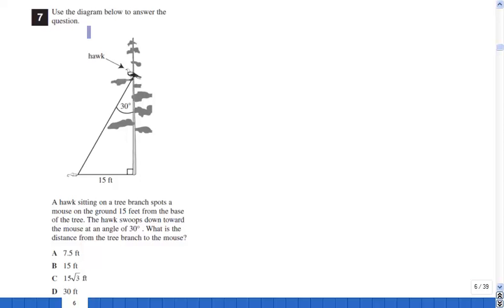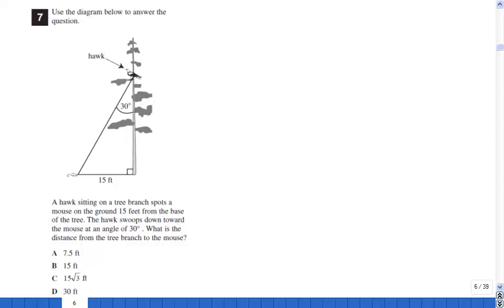Use the diagram below to answer the question. A hawk sitting on a tree branch spots a mouse on the ground 15 feet from the base of the tree. The hawk swoops down toward the mouse at an angle of 30 degrees. What is the distance from the tree branch to the mouse?